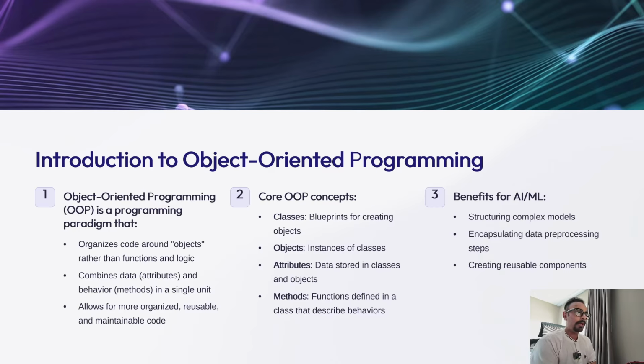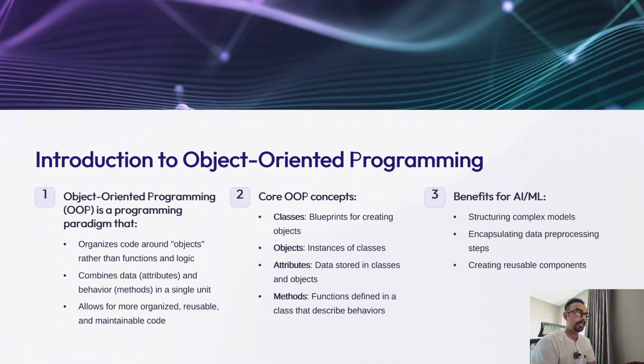It is a programming paradigm that organizes code around objects and data rather than actions and logic. In OOP, we combine data, that is the attributes, and behavior, those are the methods, into a single unit called a class. Classes serve as a blueprint for creating objects, which are instances of these classes. So the four core components of OOP are classes, objects, attributes, and methods. This organization makes the code more modular and easy to maintain.